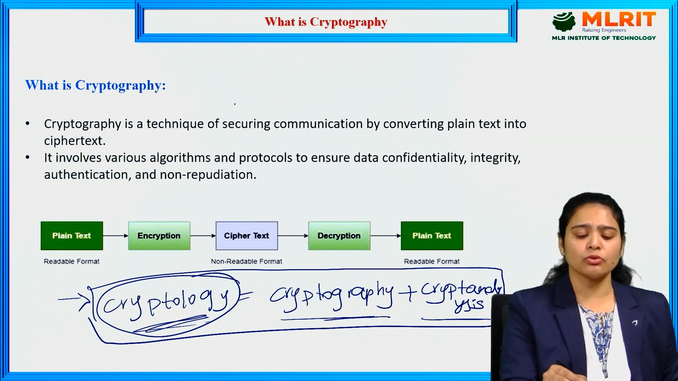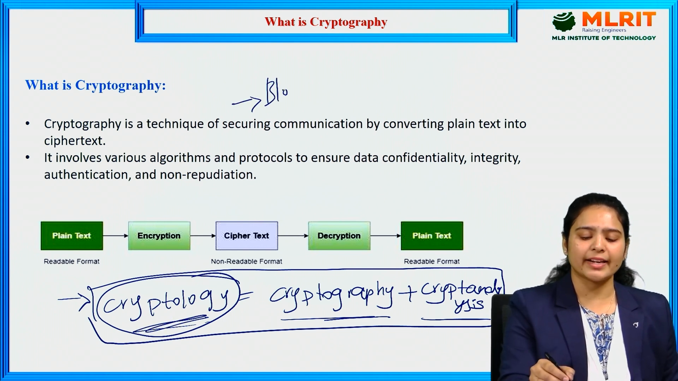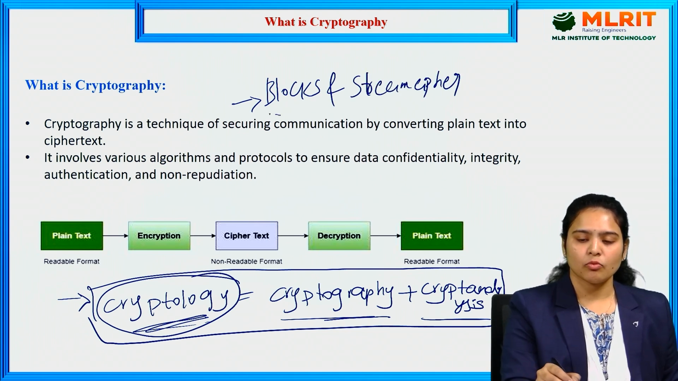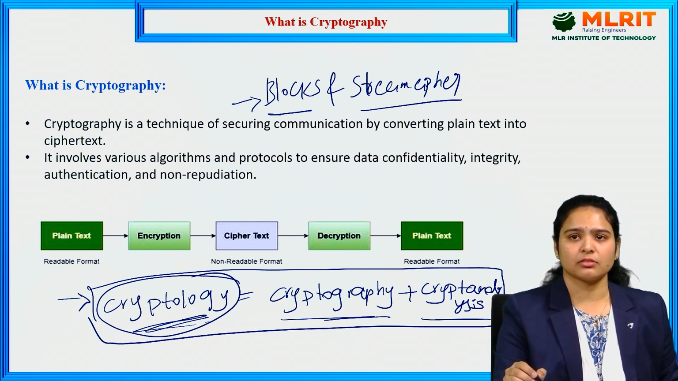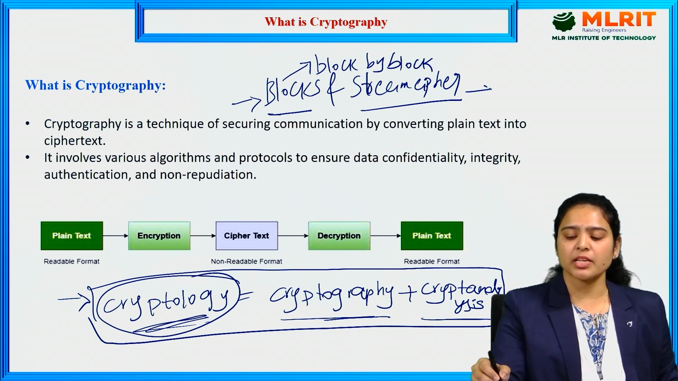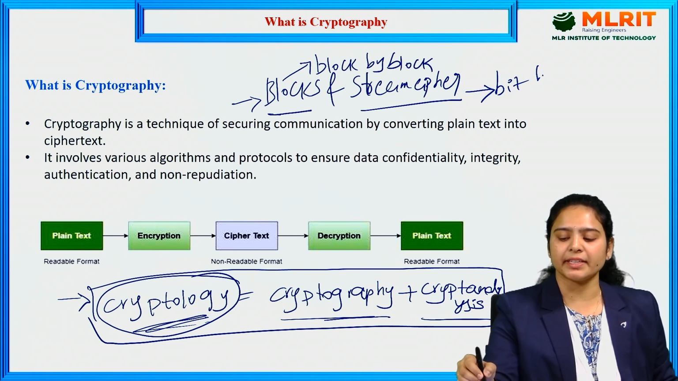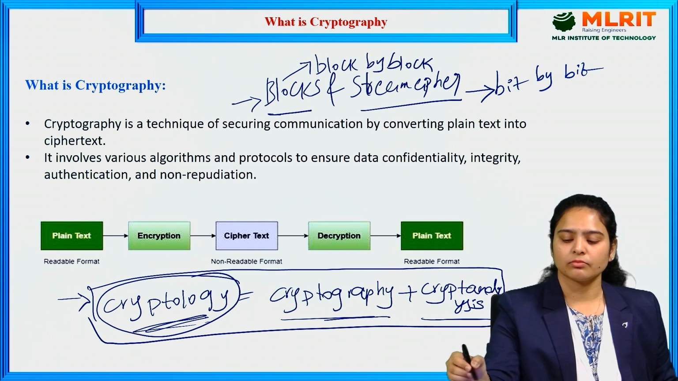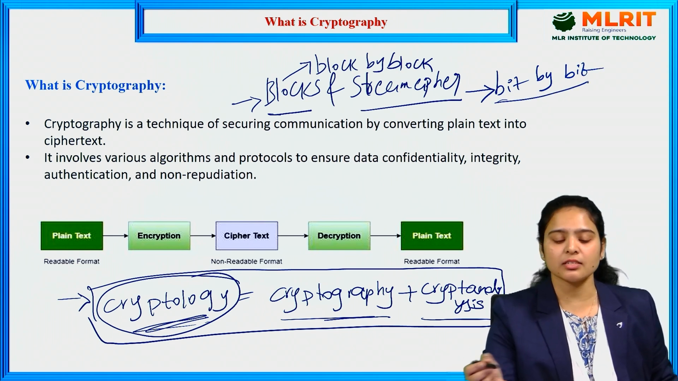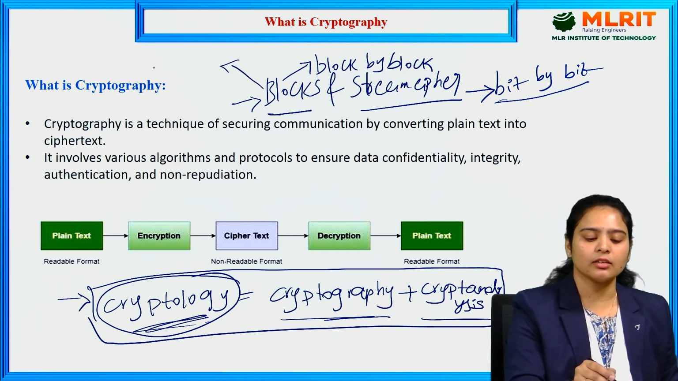We also need to know about block and stream ciphers. What is a block cipher and what is a stream cipher? Block is data divided into blocks, and stream cipher works bit by bit. So in a stream cipher we use a bit-by-bit process, and in a block cipher the data is divided into blocks. Here a block is a group of bits.